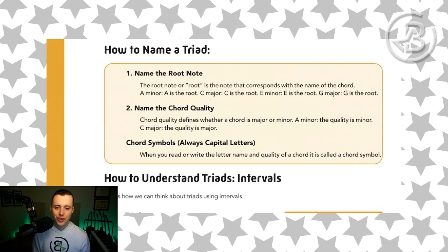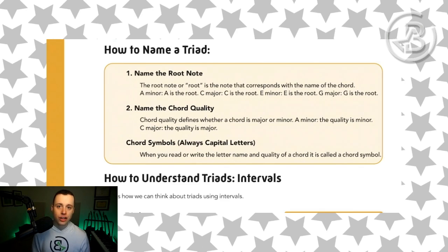In this lesson, you are going to learn how to name a triad and also how to think about naming triads. So whenever we talk about naming a triad, we're always going to start with the root note or the root. And that's going to be the letter name of the chord. For example, in an A minor triad, A is the root. In a C major triad, C is the root. And in an E minor triad, E is the root. And in a G major triad, G is the root.